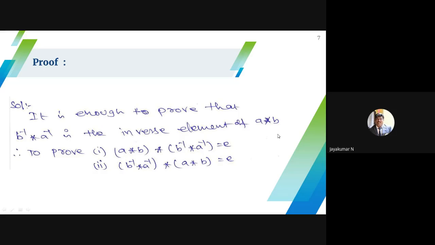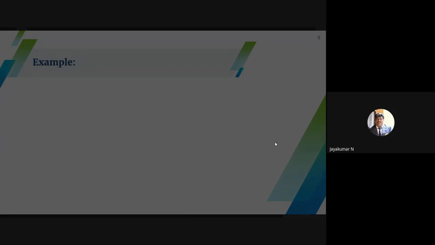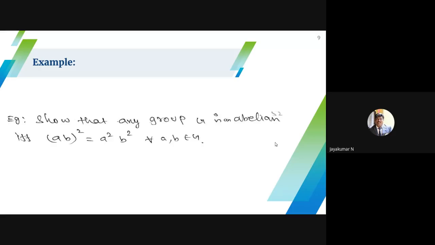So it is enough to show that b inverse star a inverse is the inverse element of a star b. What is the inverse axiom? a star a inverse equals e, a inverse star a equals e. Both ways you have to prove that. You can refer to the proof easily. You can prove it. There is no difficulty. This is already studied in DM.